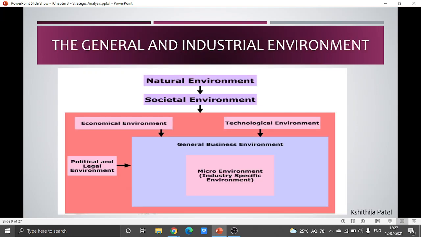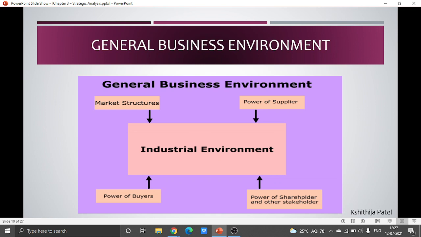So this can also be called the natural environment. Again, here we have the general business environment. This is the general business as well as industry environment.